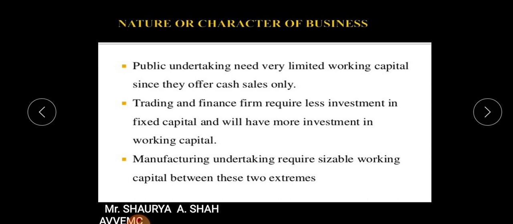If you are into trading and finance firms, then you need to invest more in working capital because your fixed capital remains to a limited extent only. For day-to-day routine activities you require working capital. So nature or the character of the business is the very first factor which affects the working capital.